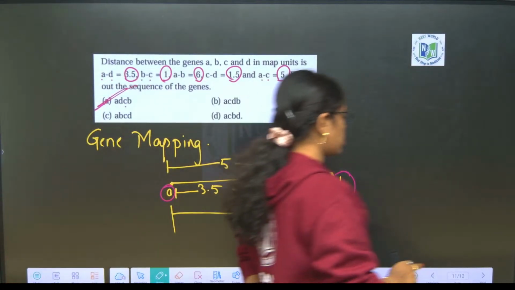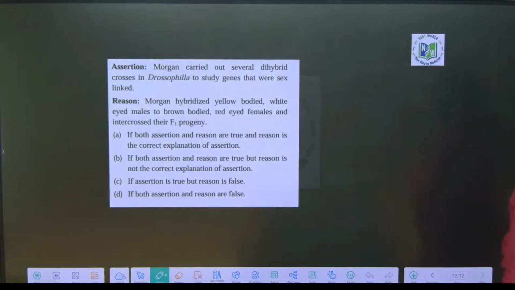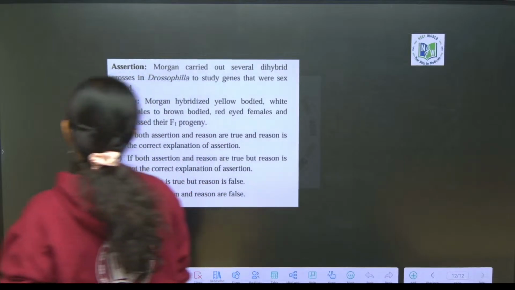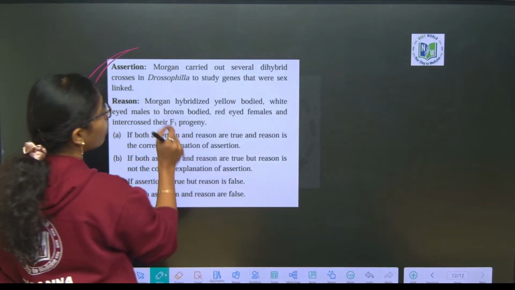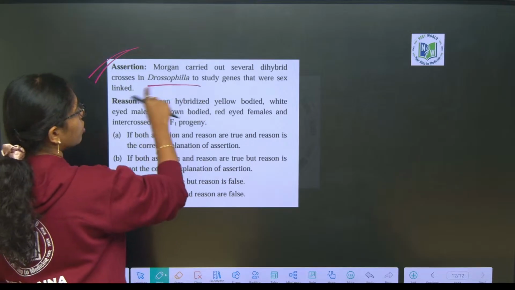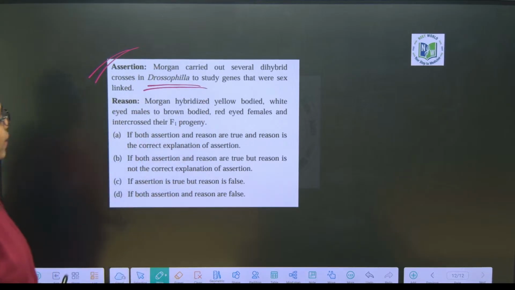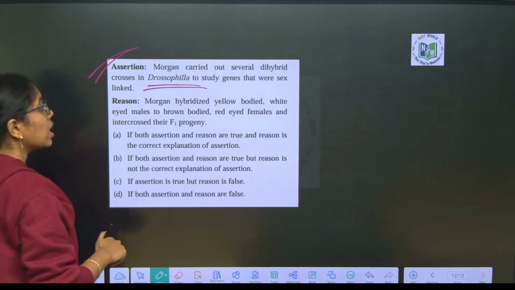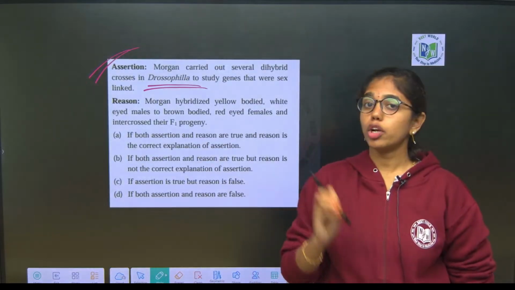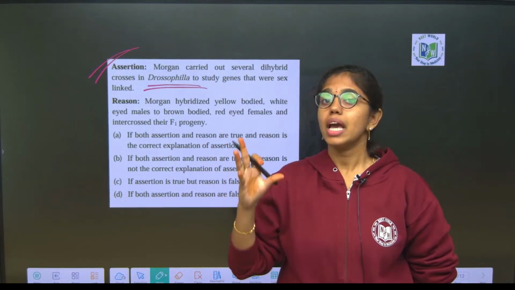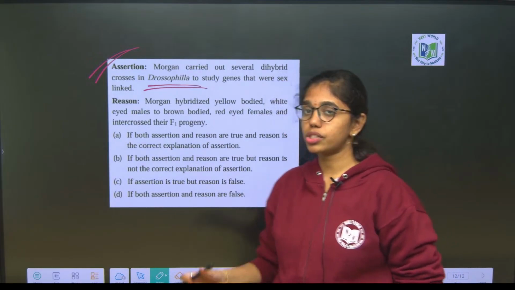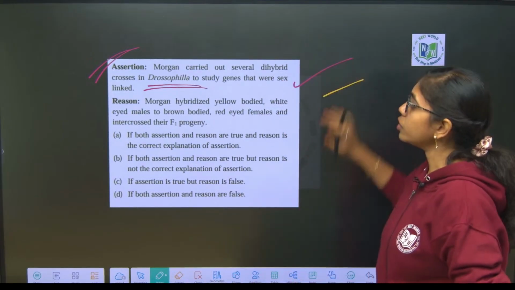Okay. Next, the last question of today's session, that is an assertion reason type of question. In the assertion it is asked: Morgan carried out several dihybrid crosses in Drosophila to study the genes that were sex linked. Yes, the experimental proof or the experimental analysis for the chromosomal theory of inheritance was done by Morgan on Drosophila melanogaster, that is the fruit fly. So the assertion is true.